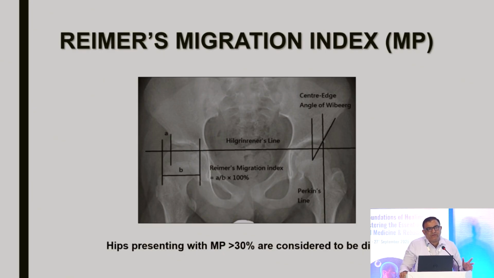I agree, in today's time, taking an X-ray and drawing all these lines is tedious. So we have apps available both for Android phones and Apple phones, where we can download the app. If you have a digital X-ray, rulers are there. We can calculate the migration percentage very easily, and they're fairly accurate.